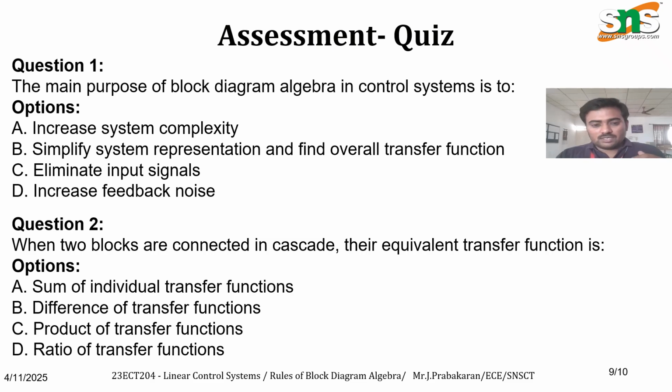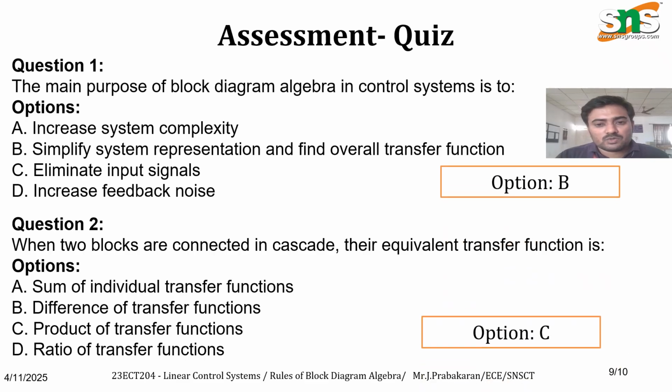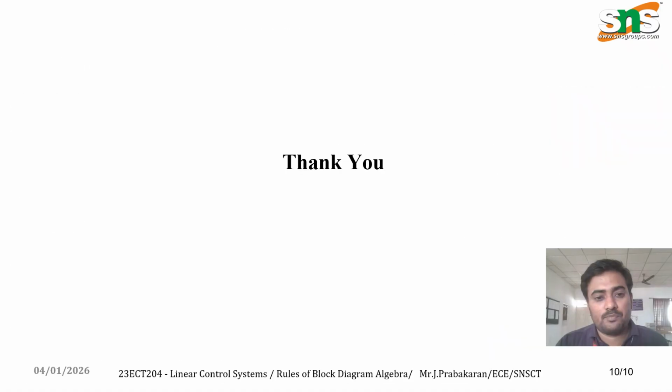Let me move to the second question. When two blocks are connected in cascade, their equivalent transfer function is which one is correct? Option A, option B, option C, option D. Option C is correct: product of transfer functions. For the first question the answer is option B, and for the second question the answer is option C.